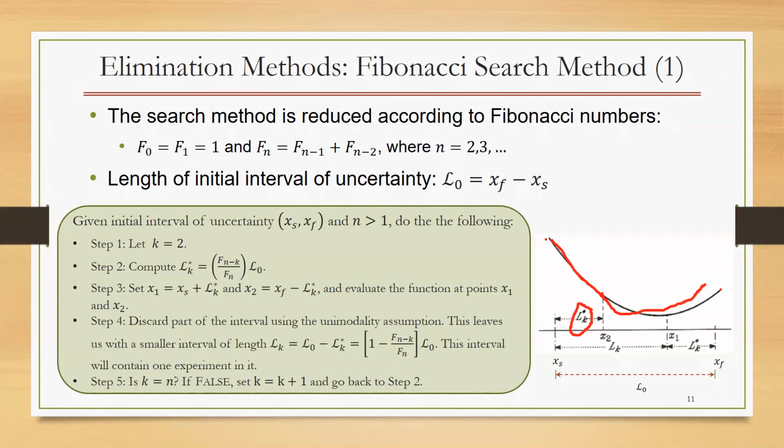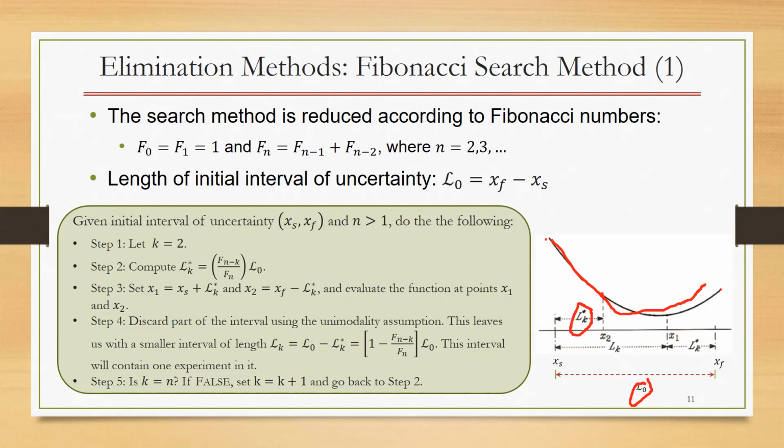Why do you start with 2? Why do you start with F_(n-2)? Why did you put k equal to 2 over here? Why not L1? Why L2? Well, maybe it's the second experiment.